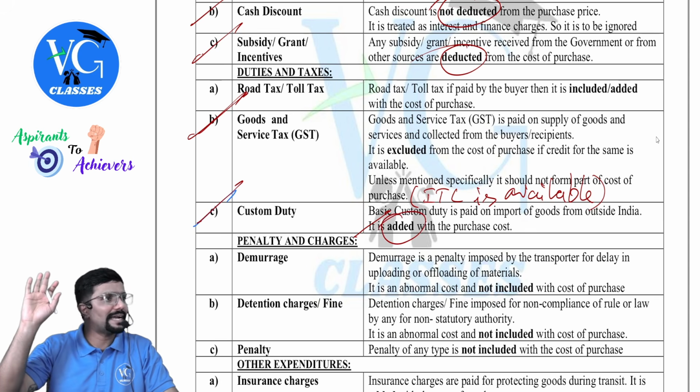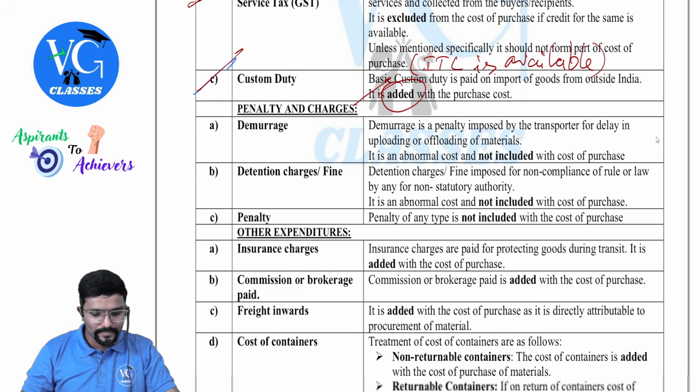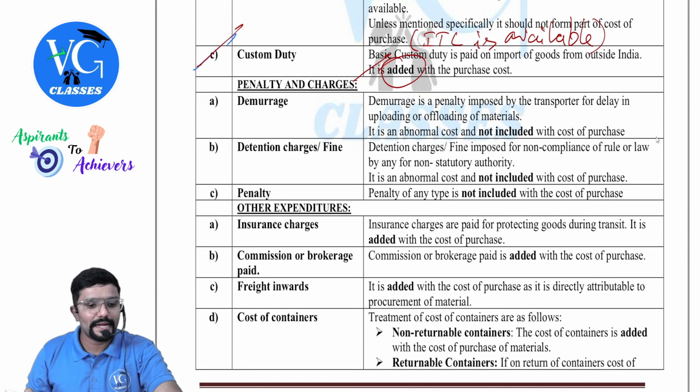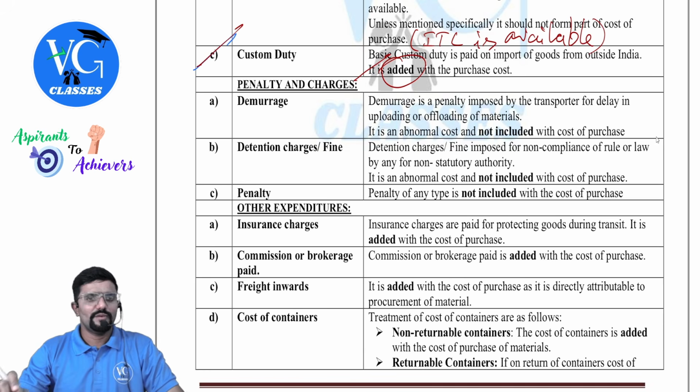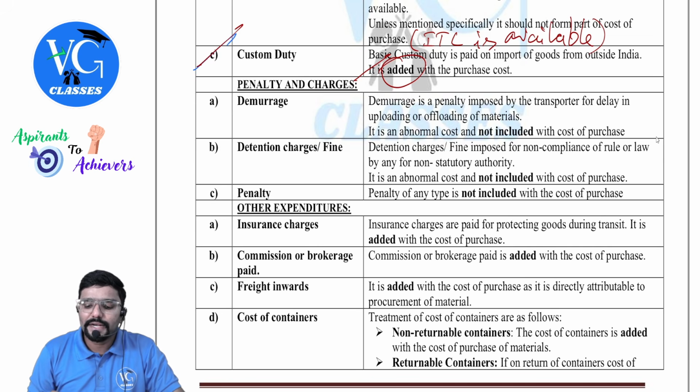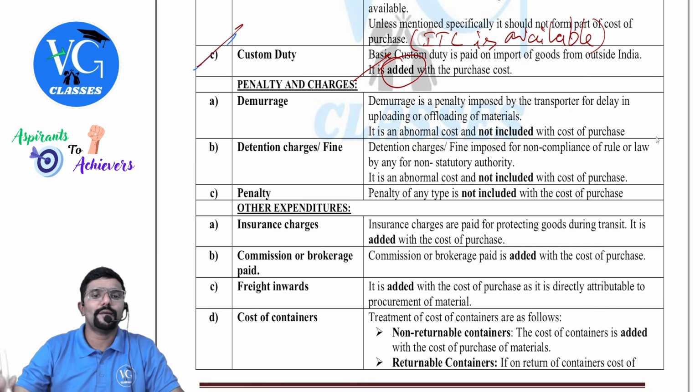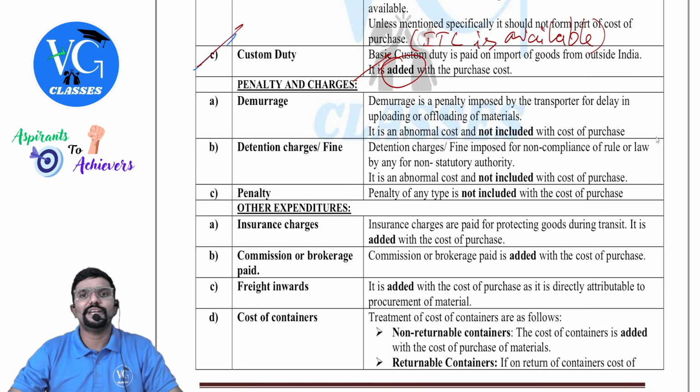Understood? Tax components. Next, penalty and charges. Penalty and charges, guys. Demurrage. What is demurrage? Demurrage is a penalty imposed by the transporter for delay in loading or offloading of materials.